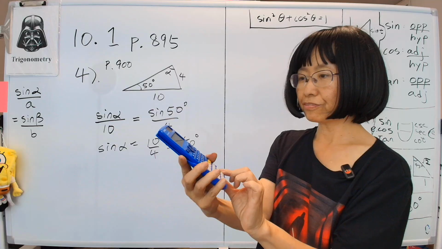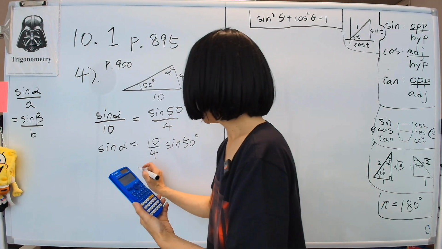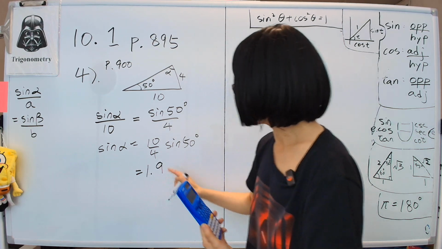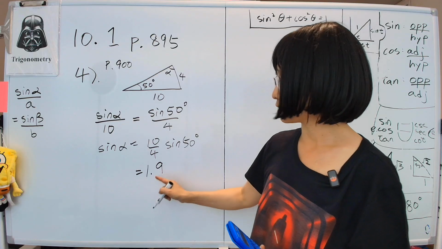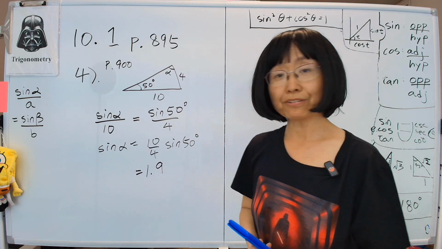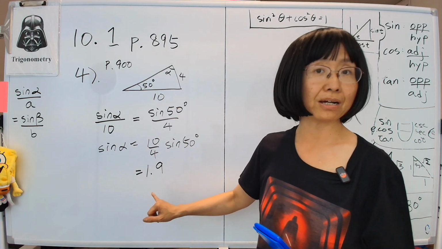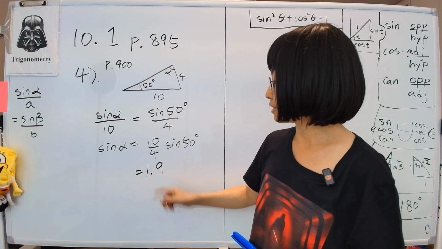And then we've figured out that sine alpha has to be equal to 1.9, and that is not acceptable because if you try to do the inverse sine of this value, the calculator will have a fit, because sine values do not go over 1. Okay, sine goes between 1 and negative 1 always. It doesn't ever become that.